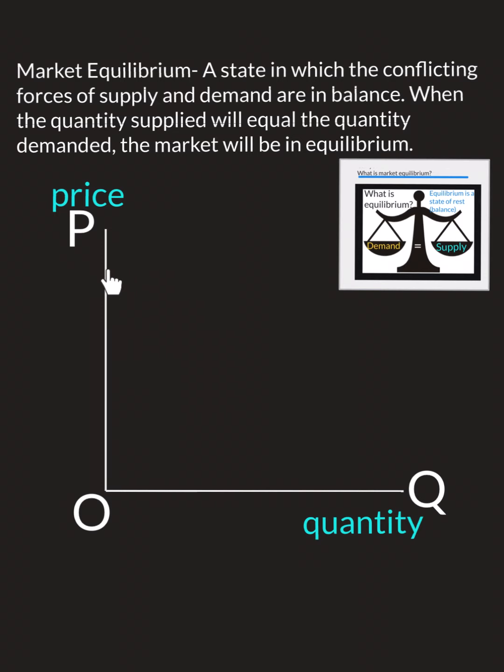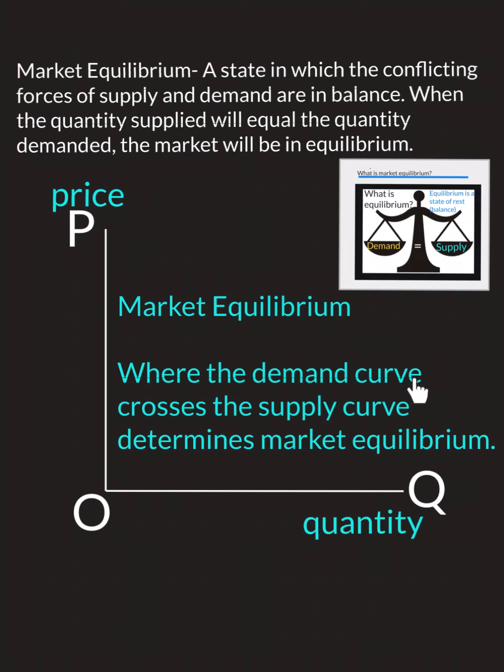The vertical axis measures price and horizontal axis measures quantity demanded and supplied. When the quantity supplied equals the quantity demanded, the market will be in equilibrium. Where the demand curve crosses the supply curve determines market equilibrium. So two curves, demand curve and supply curve, will cross each other in the diagram.